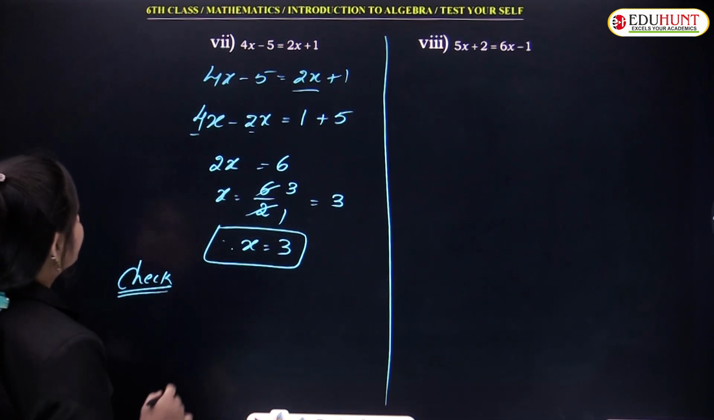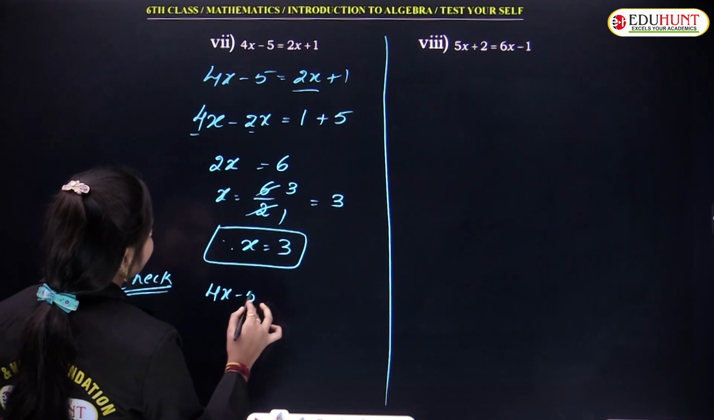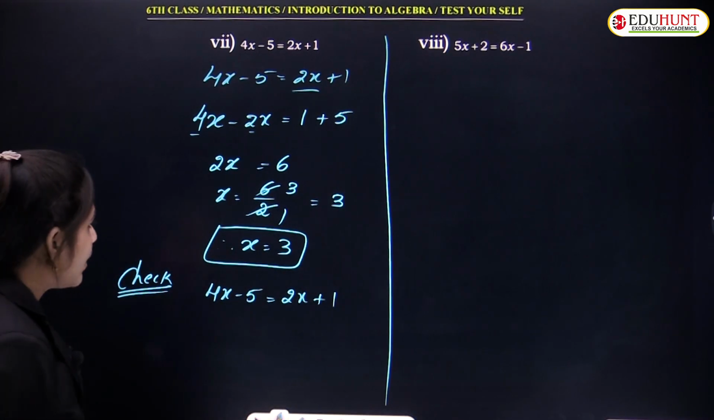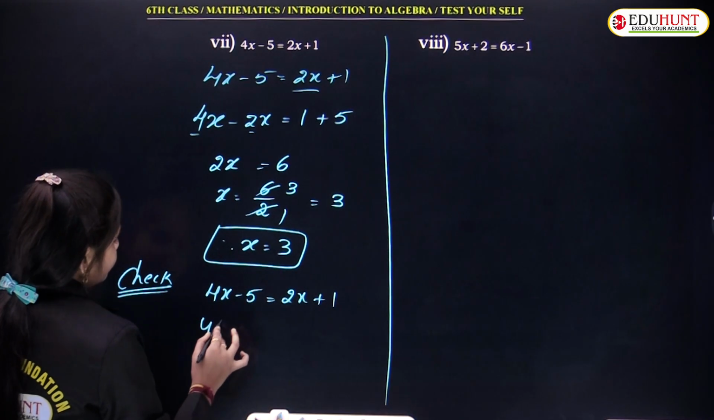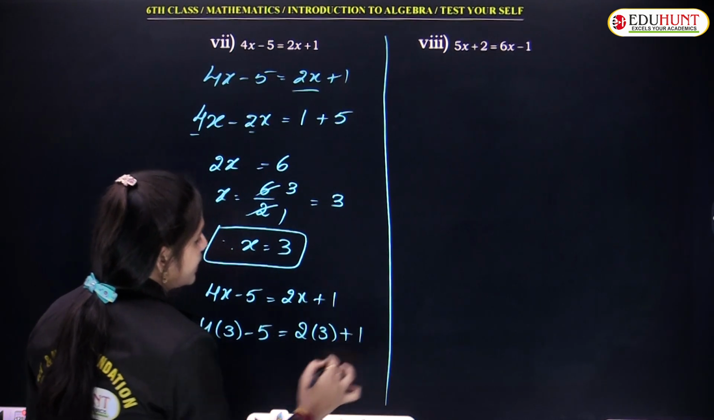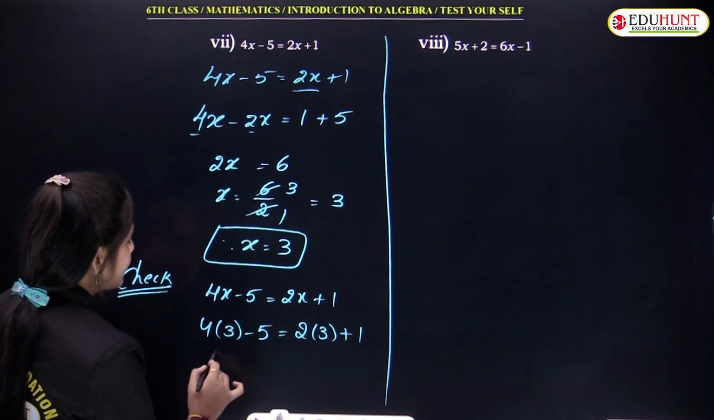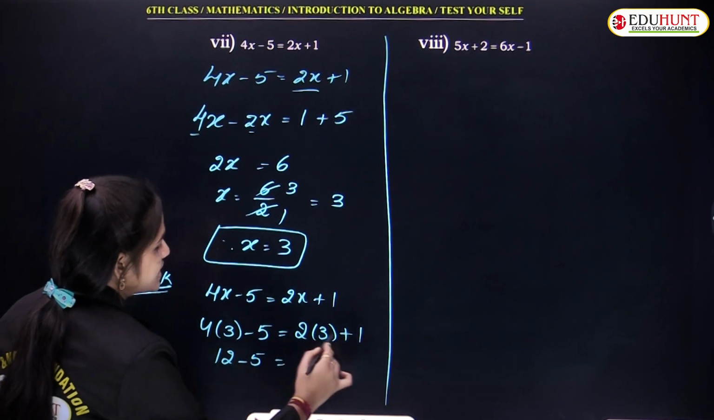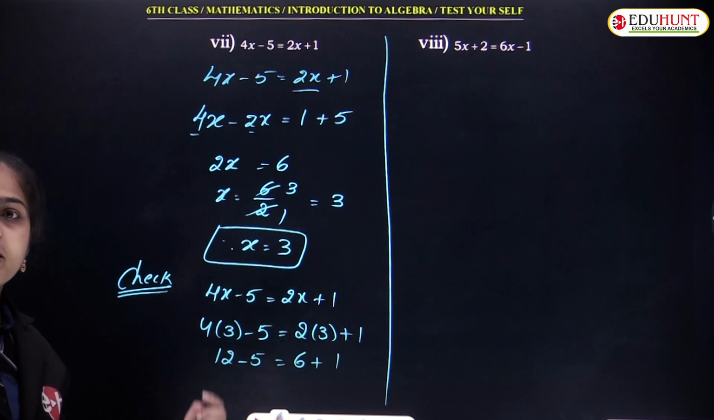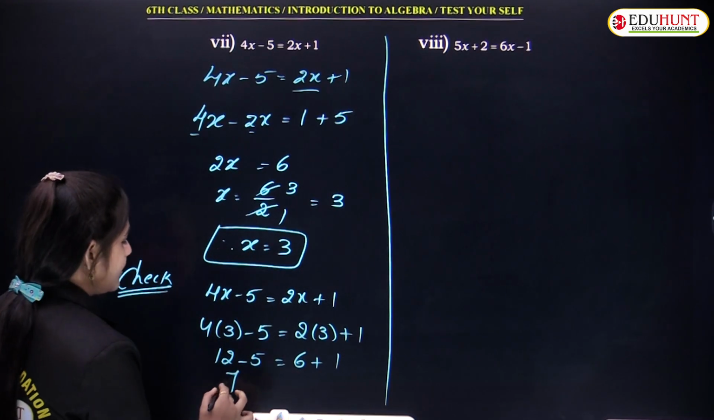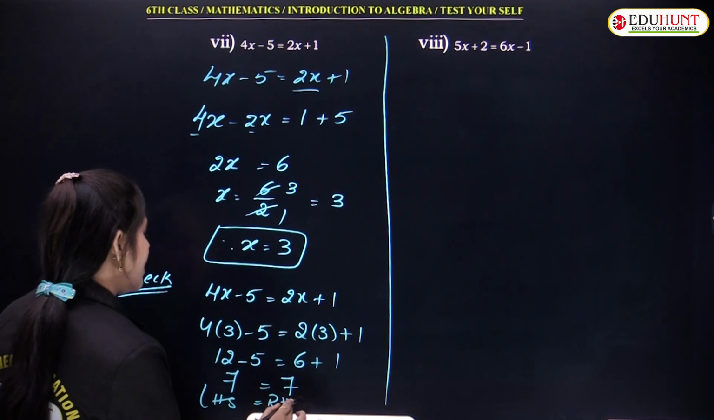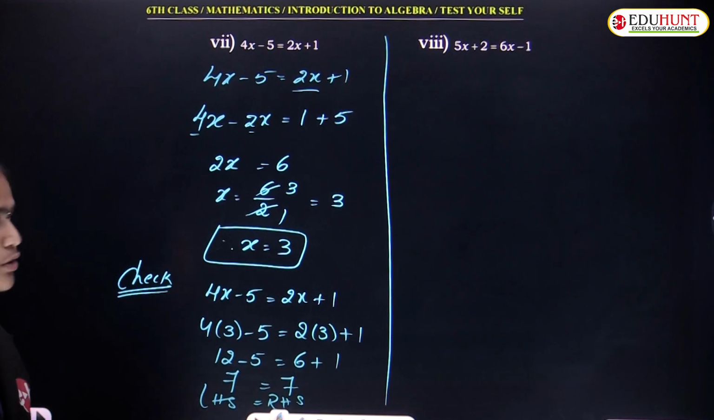What is the question here? 4x minus 5 is equal to 2x plus 1. Substitute x is equal to 3. 4 into 3 minus 5 is equal to 2 into 3 plus 1. Now here 4 threes are 12 minus 5, which is equal to 2 threes are 6 plus 1. 12 minus 5 is equal to how much here? 12 minus 5 is equal to 7. 6 plus 1 is equal to 7. Finally, here LHS is equal to RHS. Clear, no? Yes.